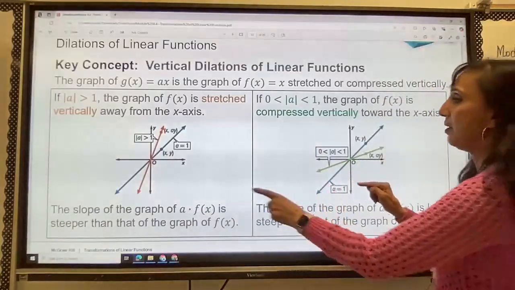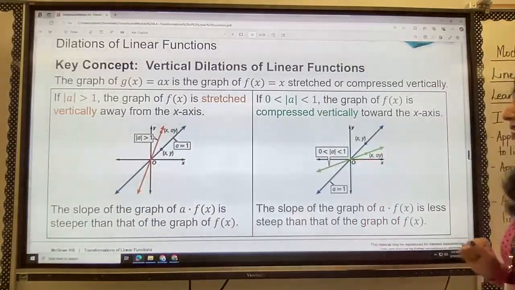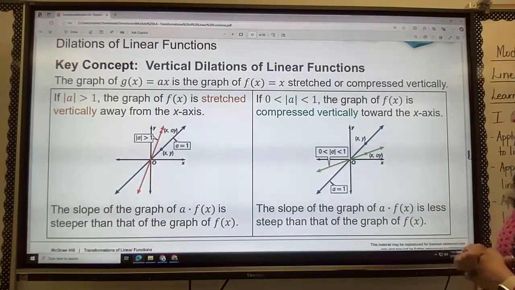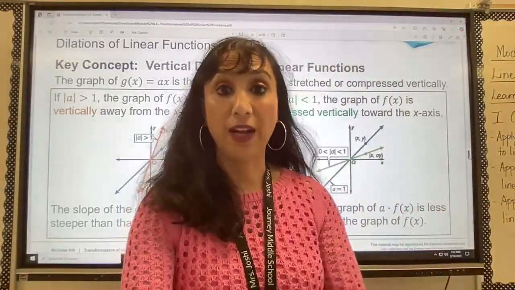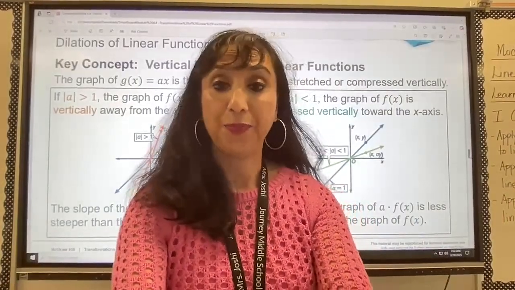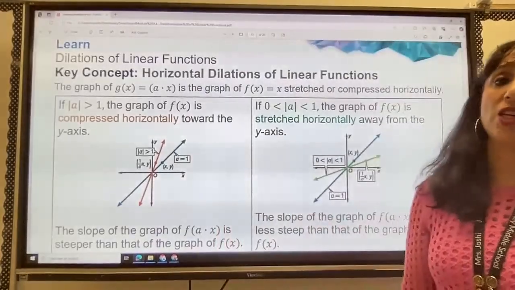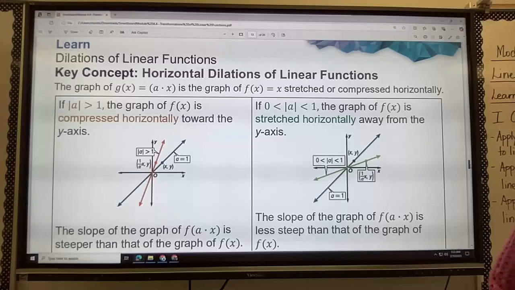If you look at this, compared to this, look how steep this is. This is not going to be that steep. The slope of the graph of a times f of x is less steep than that of the graph of f of x. So that is a vertical dilation of linear functions. Now, just remember that a dilation stretches or compresses the graph of a function, and we talked about a vertical dilation just now.